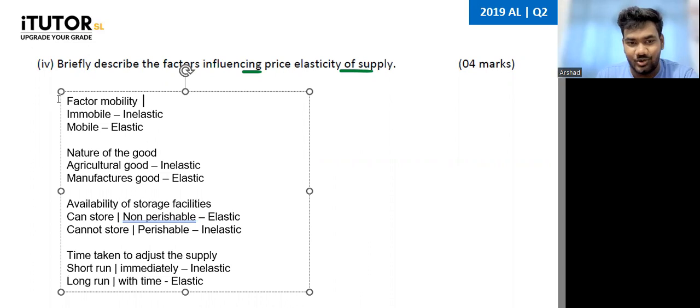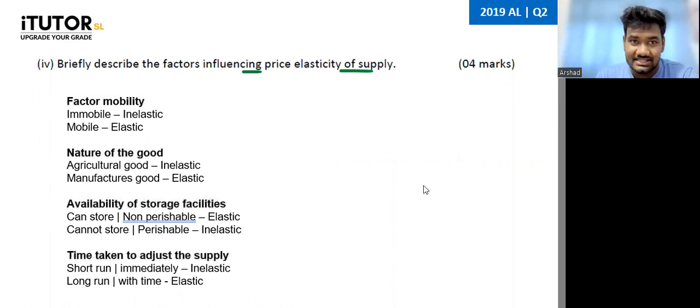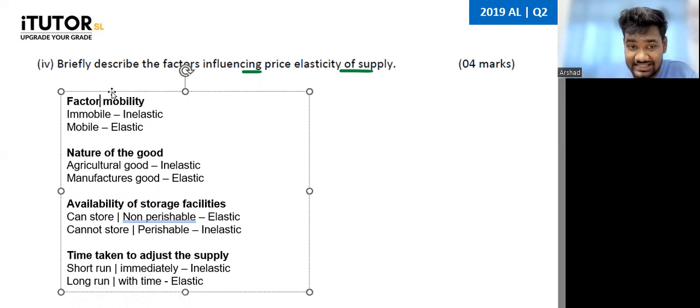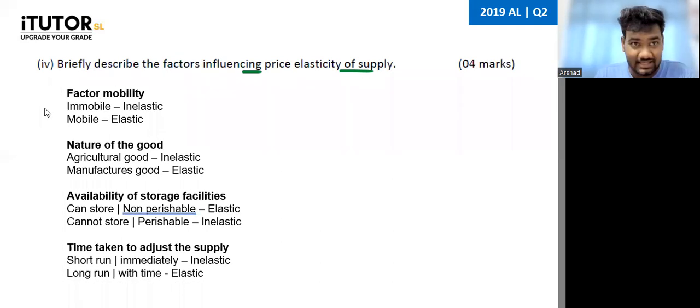Is that okay? So for all of these guys, you have to write paragraphs, right? I wrote simple things. They're asking to briefly explain. You can't write points like this. So you need to combine this and write a nice paragraph. So please practice doing that. Is that okay?